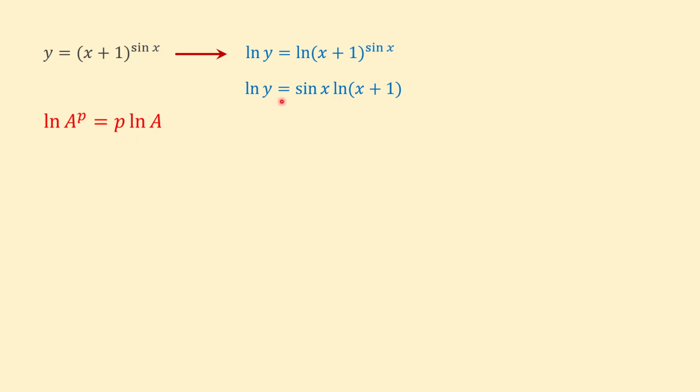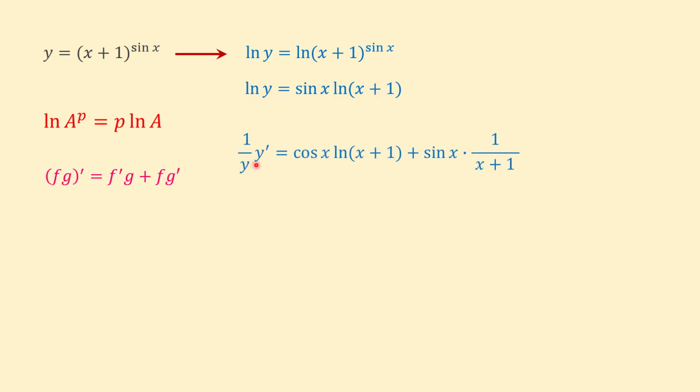Now we take the derivative of both sides of the equation. To find the derivative of the right side of the equation, we need the product rule. Note that sine of x is multiplied by ln of x plus 1. The derivative of ln of y is 1 over y times y prime. The derivative of sine of x is cosine of x times the second function, plus copy the first function sine of x times the derivative of the second function. The derivative of ln of x plus 1 is 1 over x plus 1. So this is the derivative of the right side and this is the derivative of the left side of the equation.